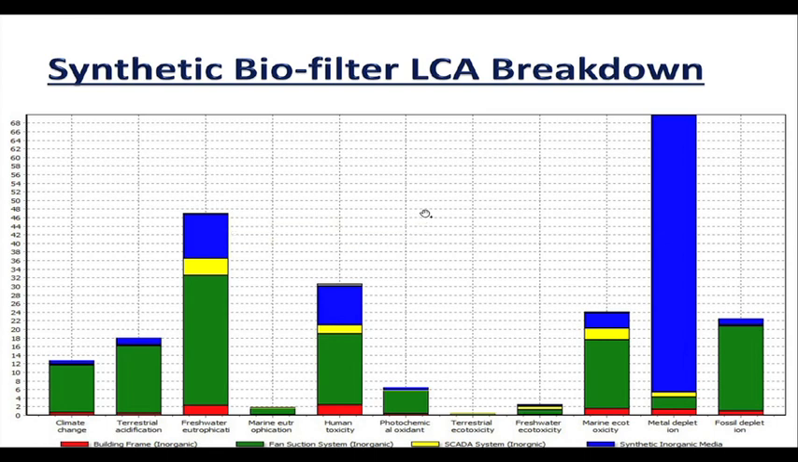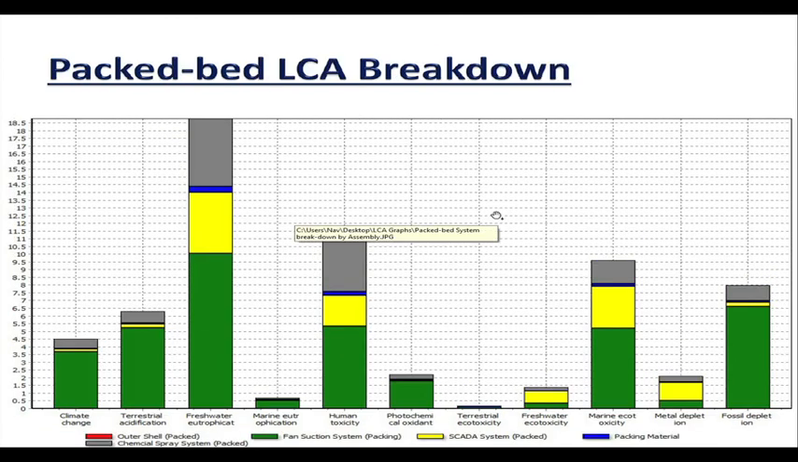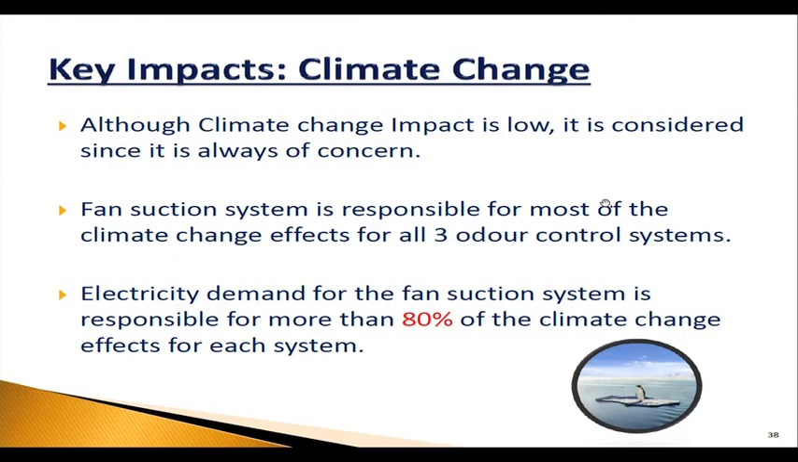So that gives us some idea about where the problem is. If we can do something in terms of the suction system, if we can improve that suction system, our footprint will go down. Wood chips biofilter, again similar stuff. You can see the majority impact is the green part of the bar, which is your fan suction system. So the fan suction system is the major one that you see for all the three categories. Here also the green one is the fan suction system, and the gray one is the chemical spray system, which is needed for the packed bed. So both show significant impact. Yellow is the SCADA system, which we see over there as well.